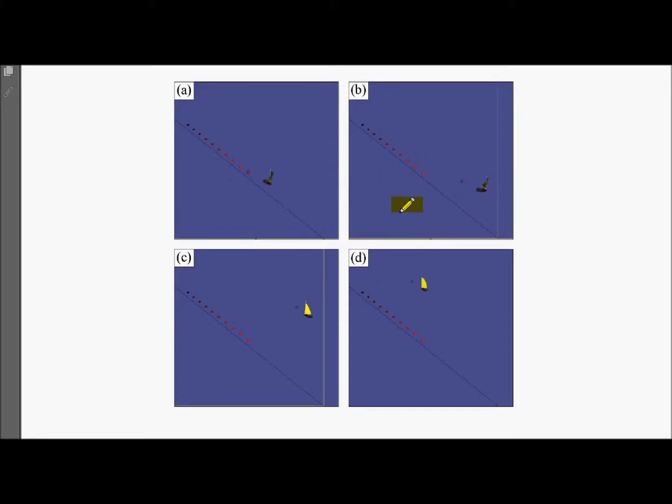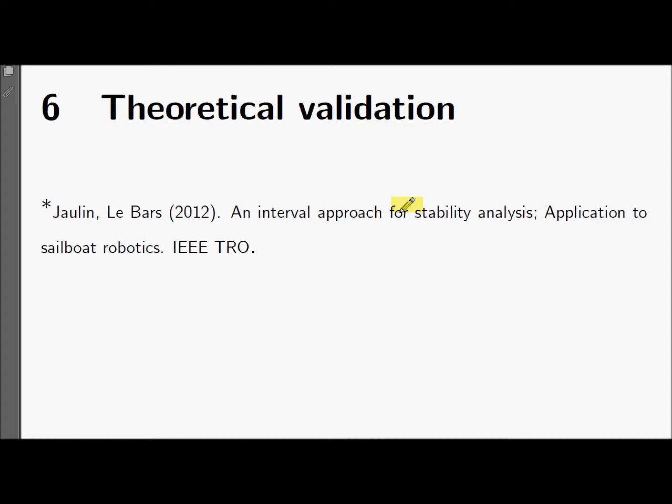I want a mathematical proof of my controller. My boat will stay inside the corridor. That's what I want to do. So I need a theoretical validation, a theoretical proof that everything will be okay. And this work has been presented in a paper that has been published 3 years ago.